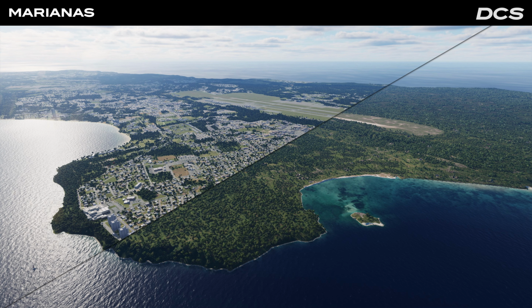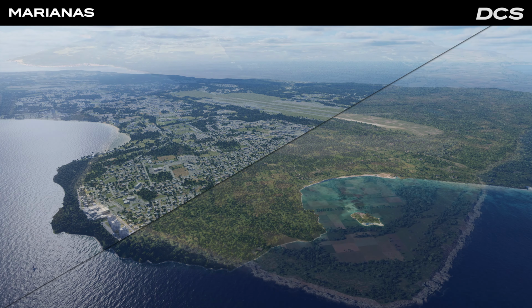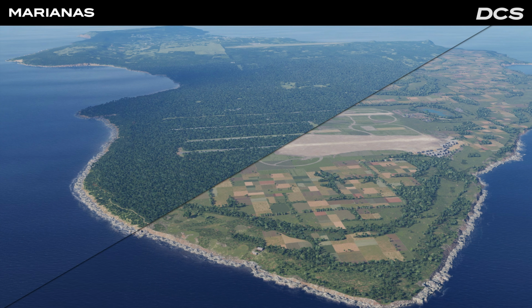It's mostly untouched by modern development, and in the World War II era it was home to a local population and Japanese military presence. So the goal of the Marianas 1944 map is to faithfully recreate the conditions that define the battles of 1944. You can look forward to authentic period-based airfields, buildings, vegetation, agriculture, roads, and rail lines.